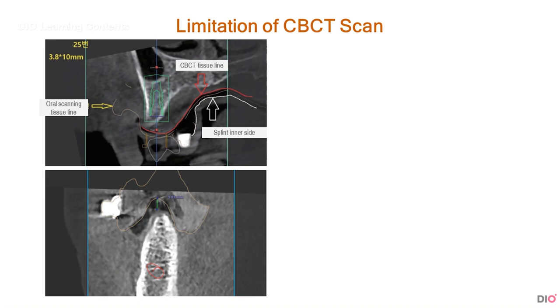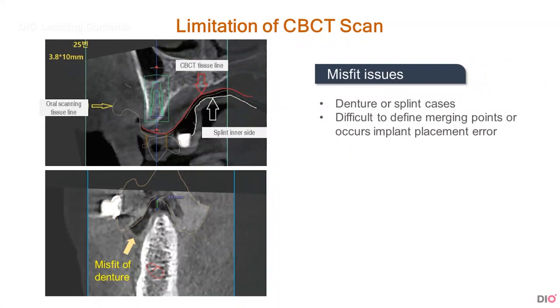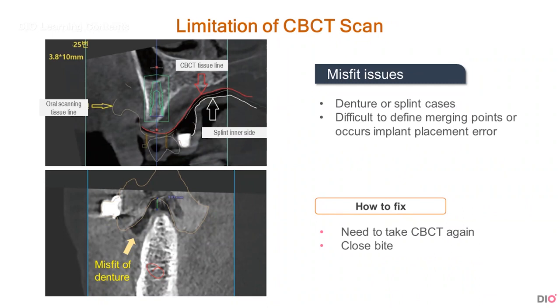The second picture below is a case of another denture. There is a gap of more than 3 millimeters between the yellow scan line and the gray CT line. In this case, can you plan the implant and design the guide? Of course not. Why do you think this is happening? This is because the splint or denture has not been correctly placed on the patient's gum. When using the CT with splint or denture, you must accurately take the CT with a closed bite.